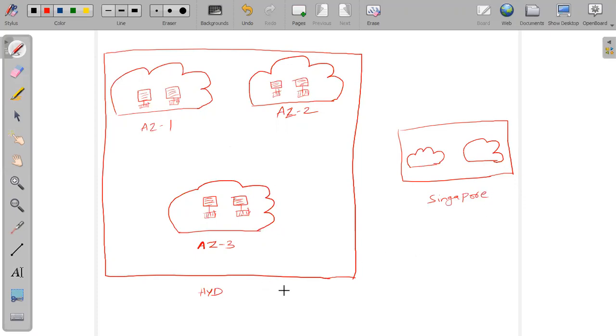Okay, now here, how we can see that Amazon generally recommends keeping the servers in two availability zones, so that if one of the availability zones in Hyderabad is down, we can use the other availability zone. So there is always connectivity.